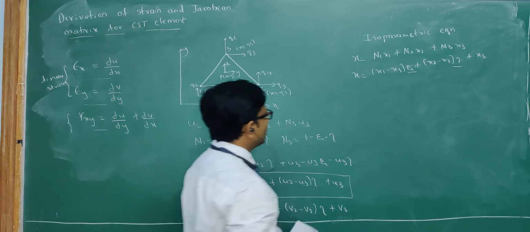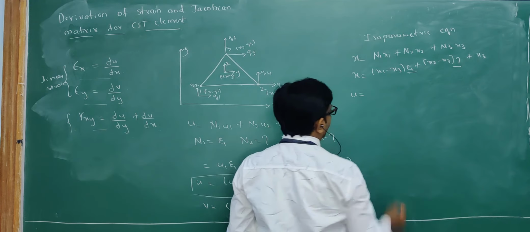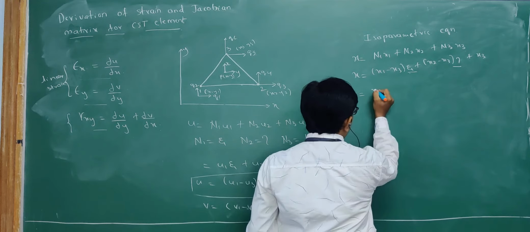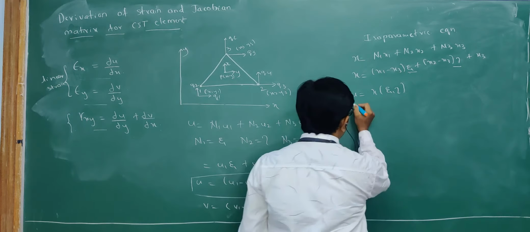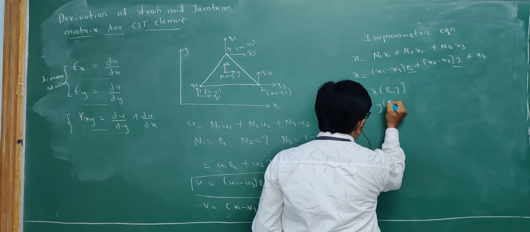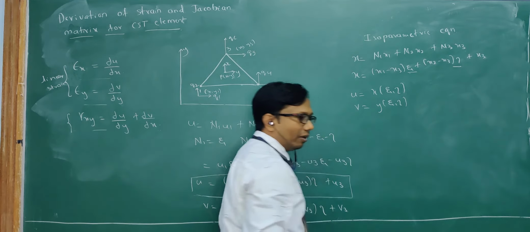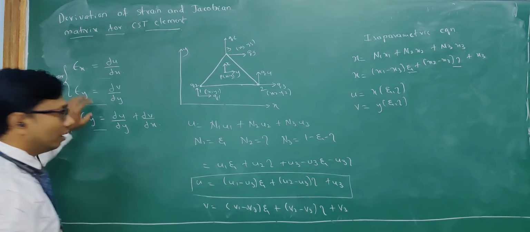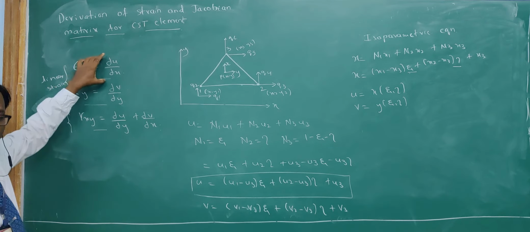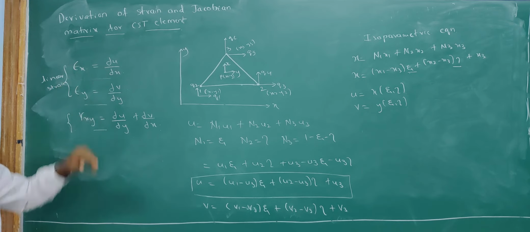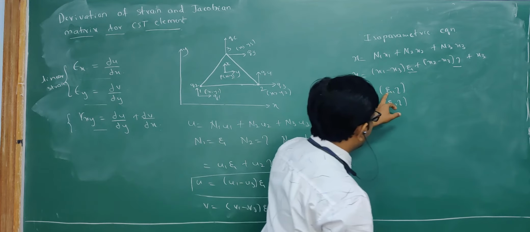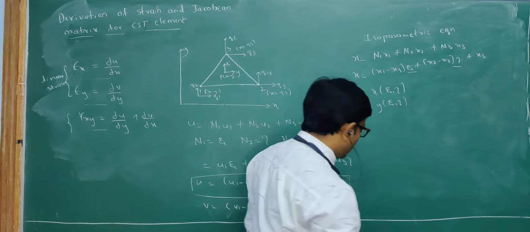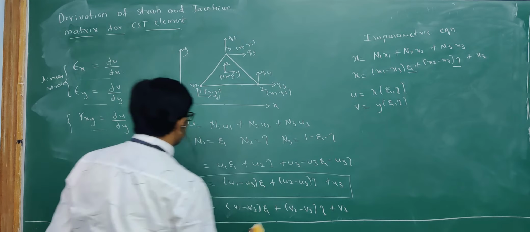So u is a function of x, zeta comma neta. v is a function of y, zeta comma neta. So whenever I want to write the equation of a strain, the equation of the strain is a combination of these x-axis or y-axis. It is a combination of zeta and neta. So what will be the equation? I'll just show you.